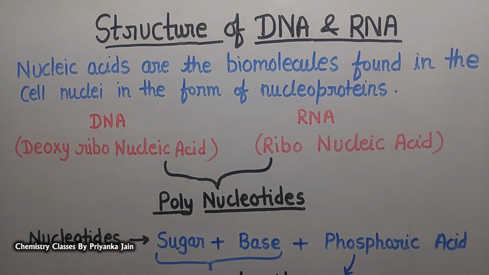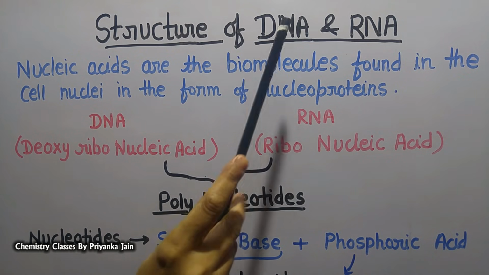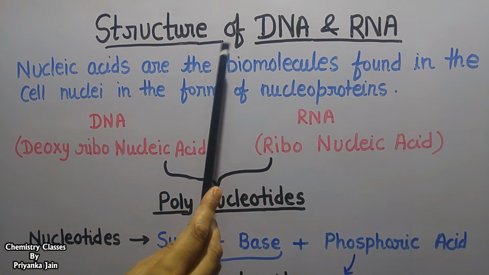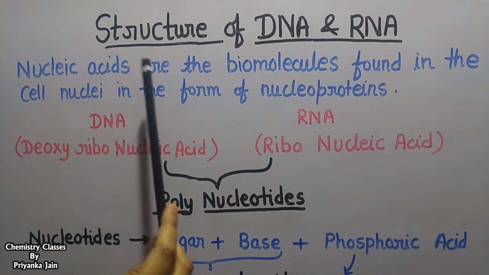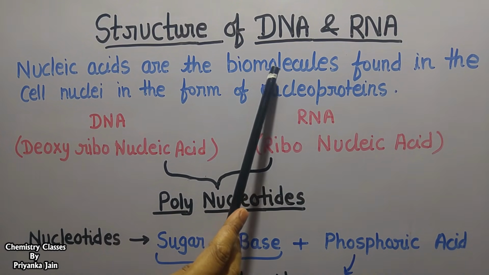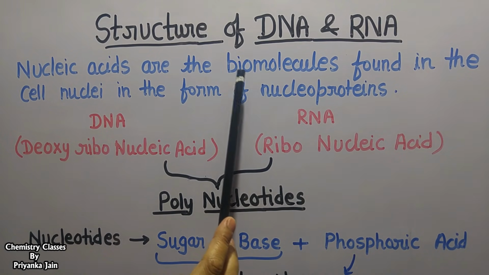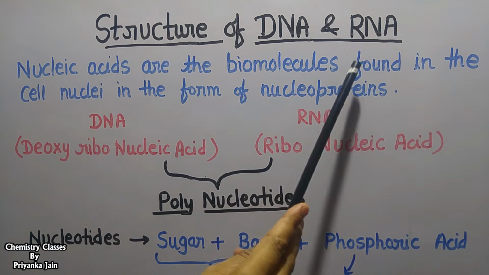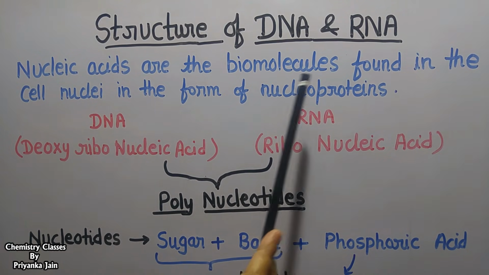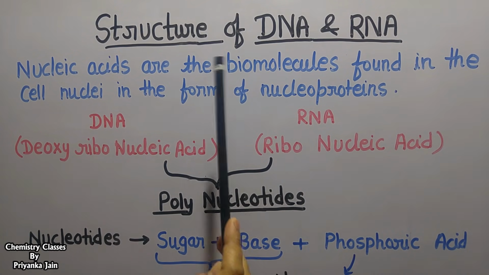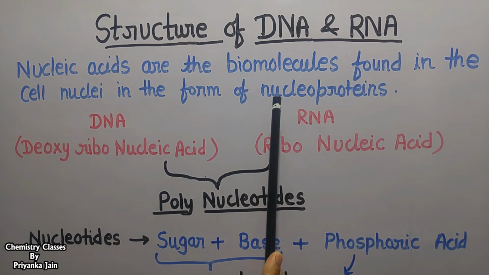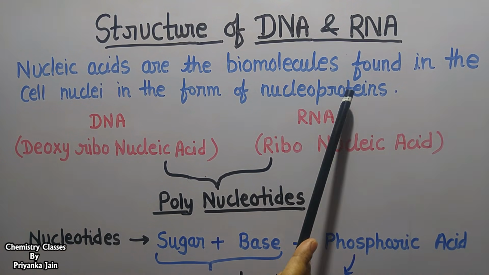Students, today we will study the structure of DNA and RNA. These both are nucleic acids. And what are nucleic acids? Nucleic acids are biomolecules. Biomolecules means these are the molecules that are found inside the body. And these are found in the cell nuclei and in the form of nucleoproteins. It means this nucleic acid is combined with a protein, histone protein, and this is called the nucleoproteins.